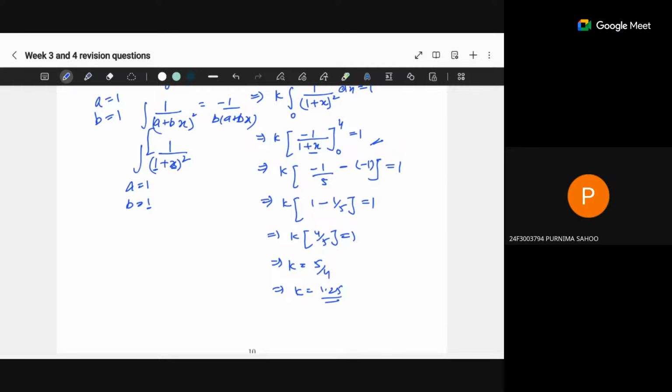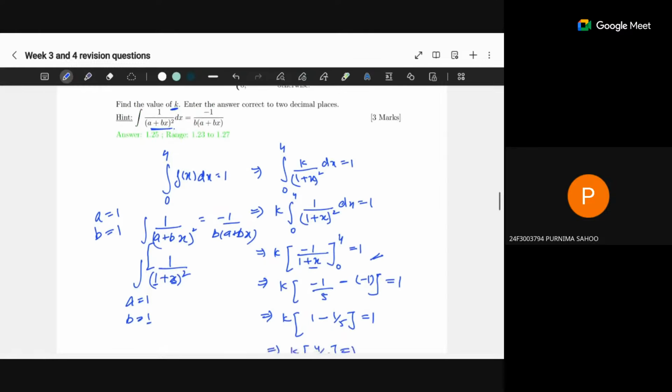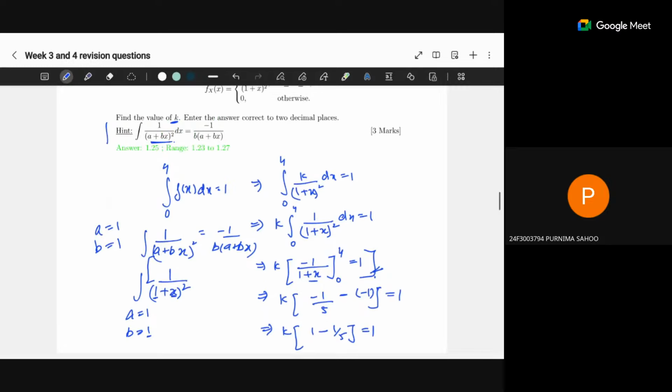Ma'am, could you please explain that one, where you take k common and minus 1 by 1 plus x, integrate from 0 to 4? That one I just don't understand. Can you explain that one? This one? Yes, ma'am. In the hint, they have given you this, no?